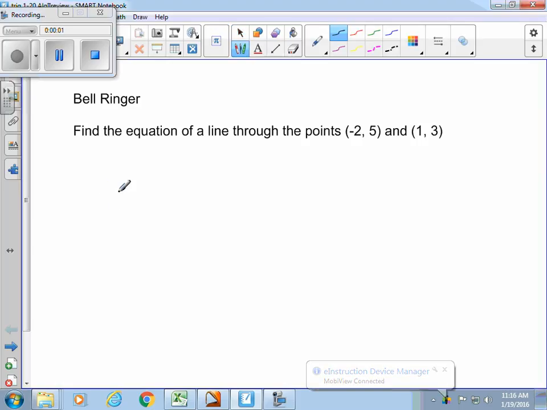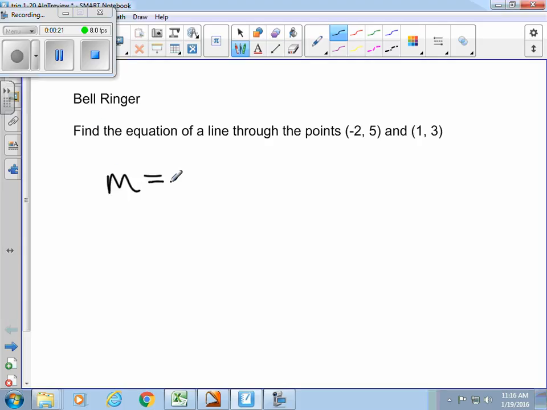Find the equation of a line through the 2 points. What are 2 things you need to know for an equation of a line? Slope, definitely. Y-intercept, that helps. If I don't have a y-intercept, a point will do. Right? Slope and a point will do. Slope and a y-intercept would be awesome if I had that.